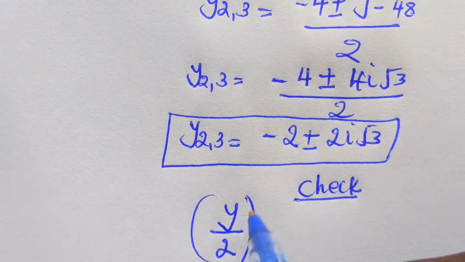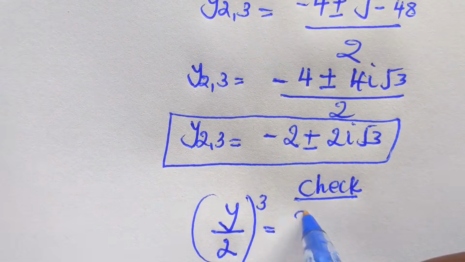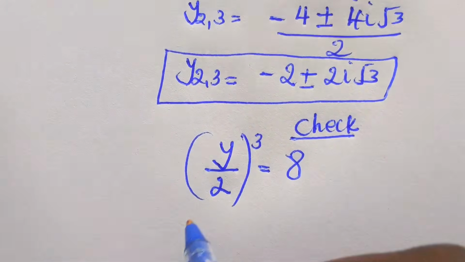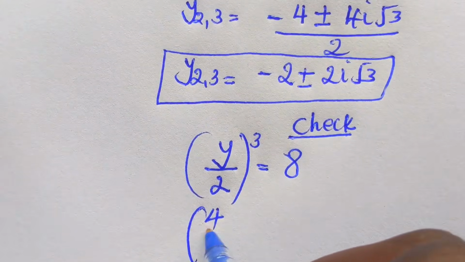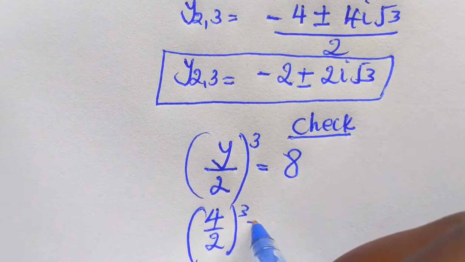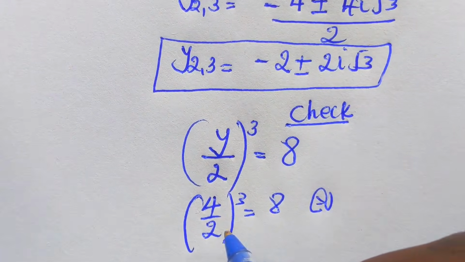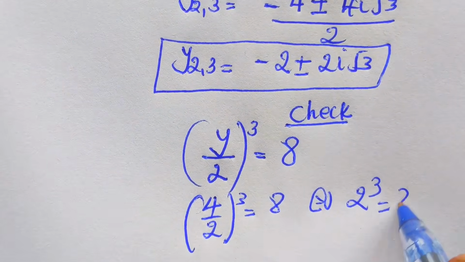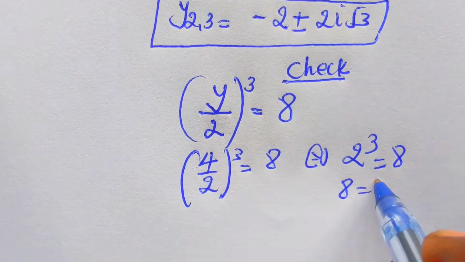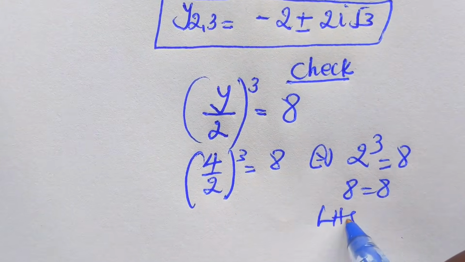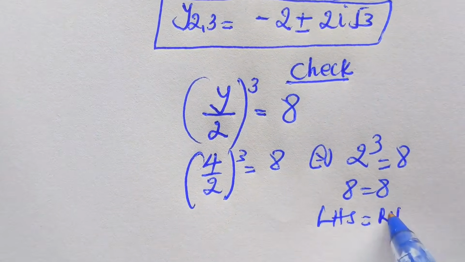And always we have to check if the answer is correct, because we have been given (y/2)^3 = 8. And of course here we have (4/2)^3 = 8. And this implies that 2^3 equals 8. 8 equals 8. Left hand side equals right hand side.